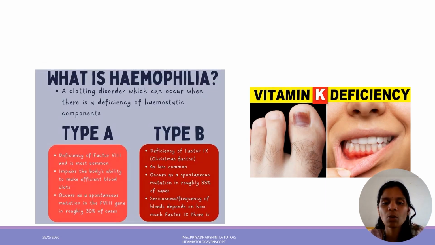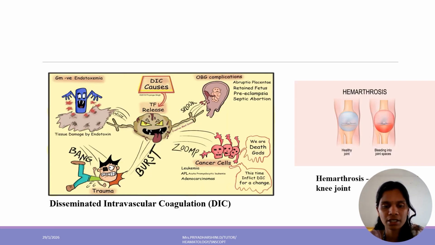Now hemophilia. What is meant by hemophilia? We have to know about hemophilia in bleeding diathesis. Hemophilia is a clotting disorder which can occur when there is deficiency of hemostatic components. There are two types of hemophilia, type A and type B. Type A is due to deficiency of factor 8 and type B is due to deficiency of factor 9. Type A is the most common type of hemophilia and type B is 4 times less common than type A. Now here is disseminated intravascular coagulation, which is one of the coagulation defects of bleeding diathesis.